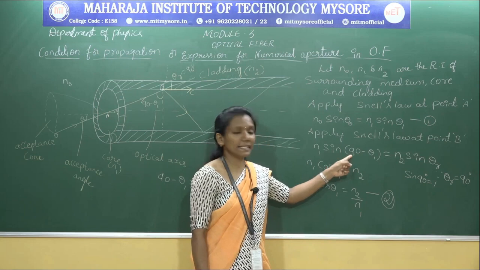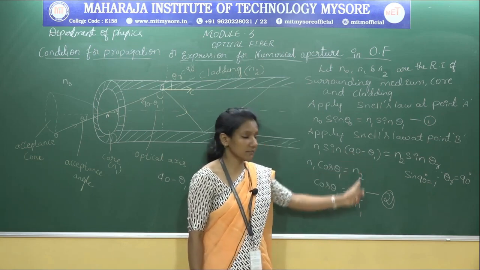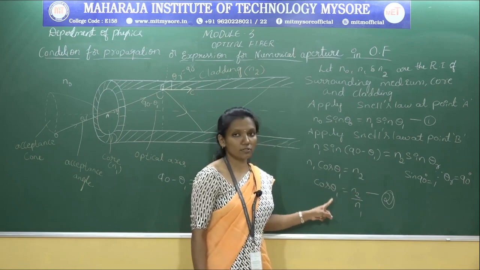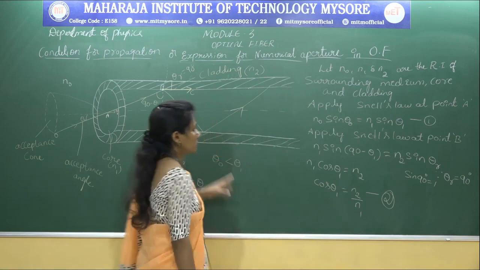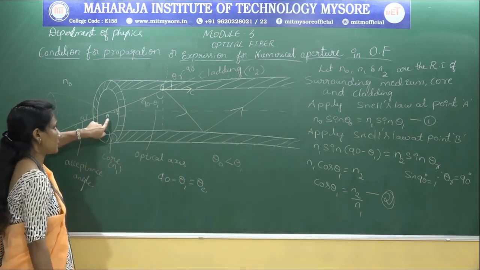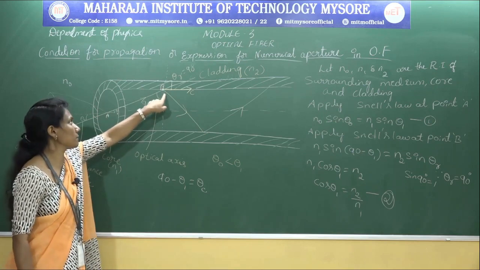So but for 90 and 270 will change. Sine of 90 minus theta 1 will become cos theta 1. Okay, so that's why we will get cos theta 1 is equal to n2 by n1. So first we have to know how the Snell's law is to be applied at point A, and what Snell's law will give at point B.